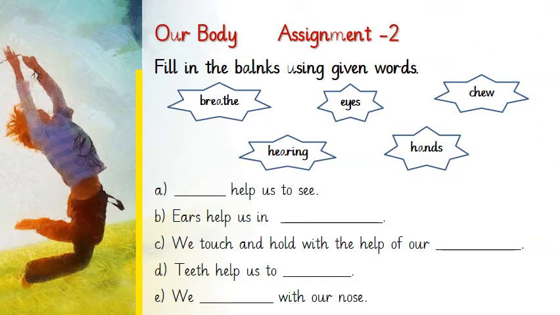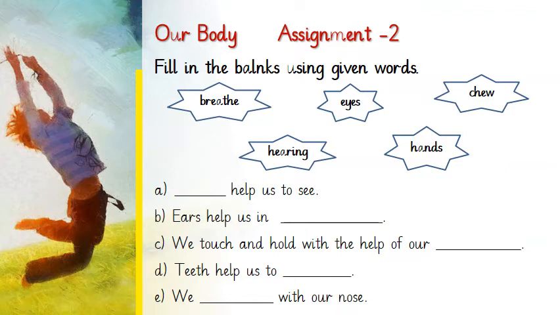Moving towards assignment number 2, which is fill in the blanks using given words. Given words are breathe, eyes, chew, hearing, and hands. And you have to fill in the given blanks. Part A, dash help us to see. Ears help us in dash. We touch and hold with the help of our dash. Teeth help us to dash. We dash with our nose.